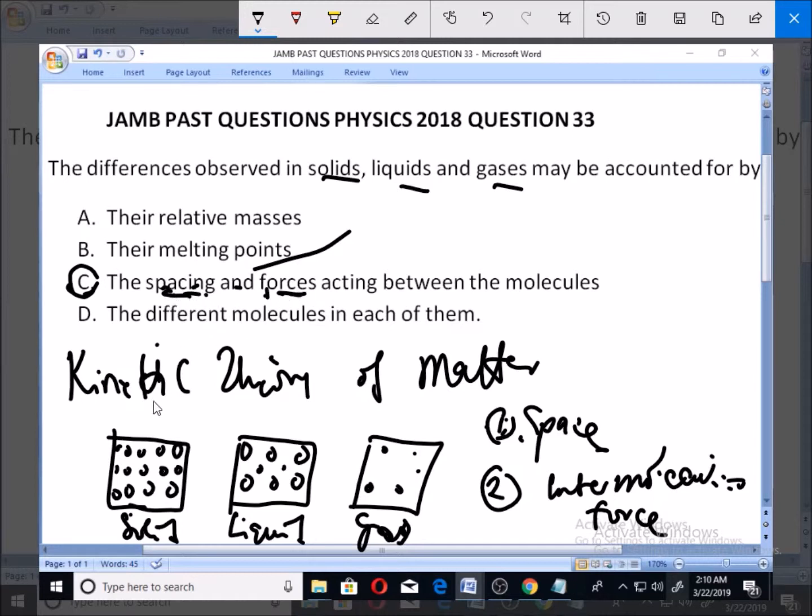between them, and that is why there is lesser space between the molecules of the solid. There is much better space here in liquid, and even much better space in gases. Then the molecular forces here are very strong, holding them together, preventing much movement. Here it is lesser, there is movement, and here it is even lesser, making there to be dispersed random motion. So C is the correct answer.